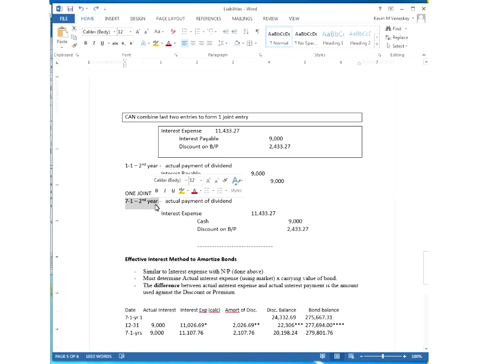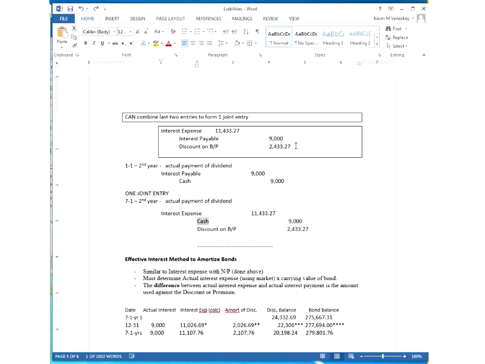And then come 7/1, in July of this second year, I need to do another entry that's just identical to this one, except instead of interest payable, I'm going to just pay it on 7/1. So I'm going to show cash there of the $9,000. And then getting rid of, again, we do the same amount every single time, $2,433.